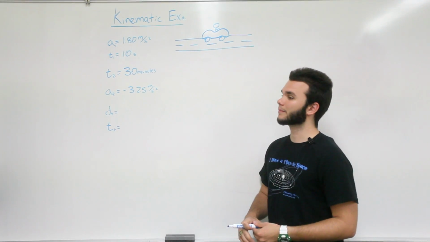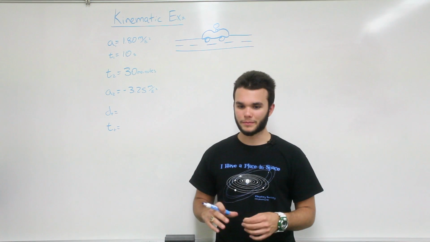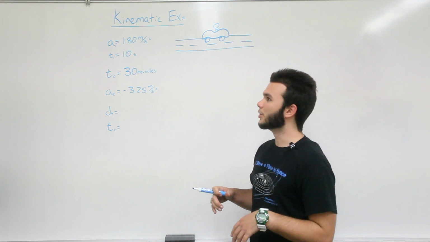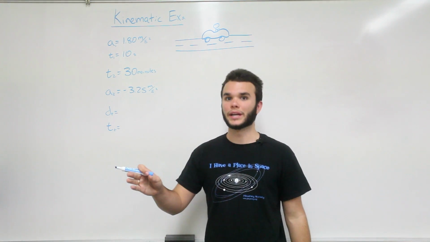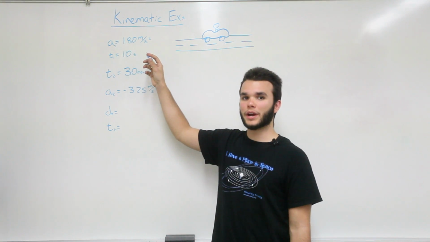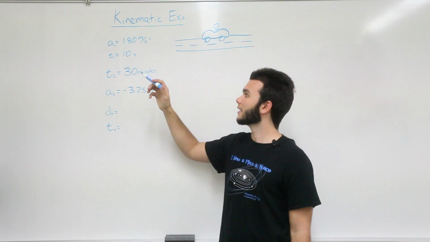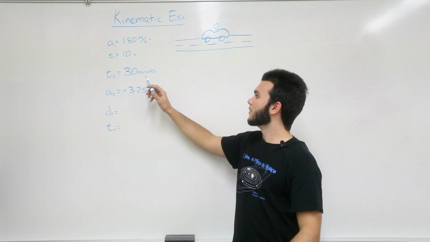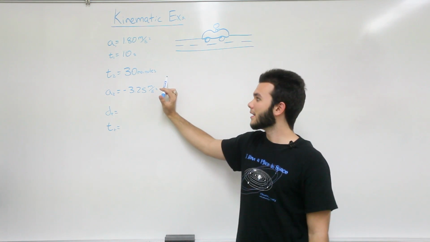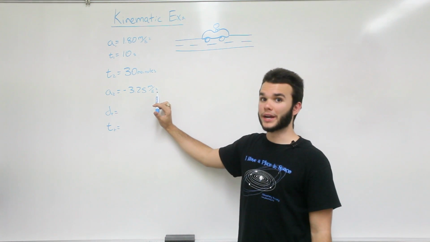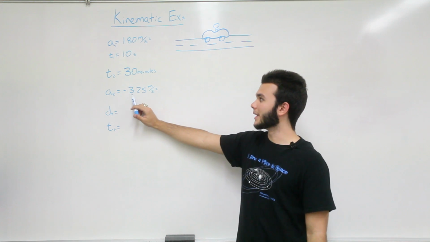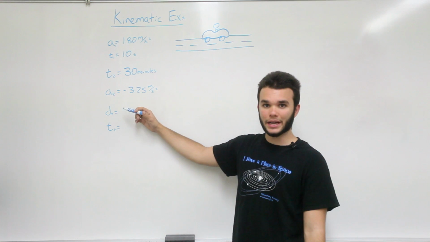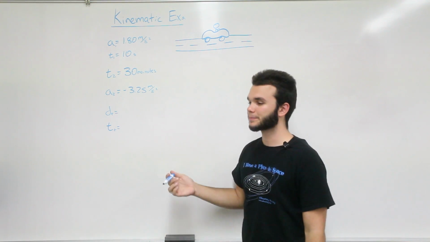So let's say that you are stopped on a highway and you start accelerating at 1.8 meters per second squared for 10 seconds. You are driving at that velocity for 30 minutes, and once you're there, you hit the brakes and you start decelerating at 3.25 meters per second squared, or accelerating at negative 3.25 meters per second squared.